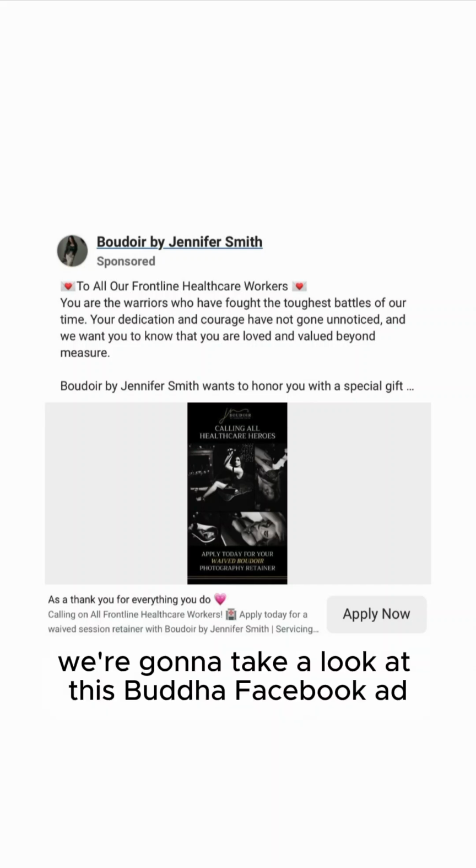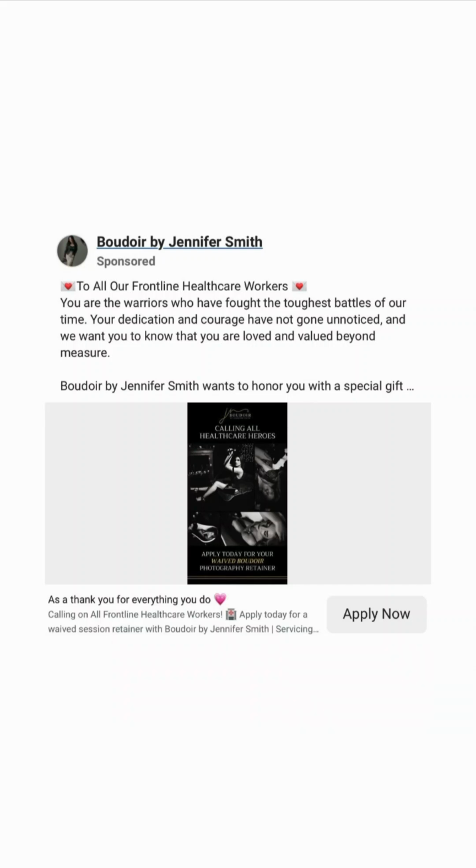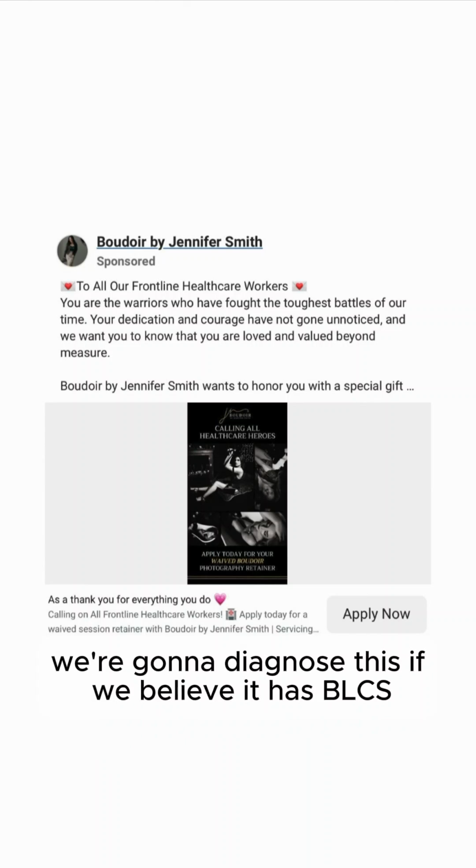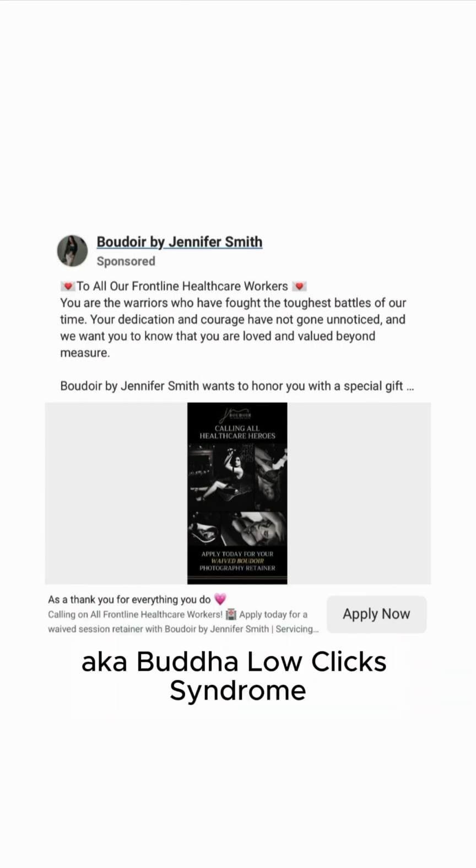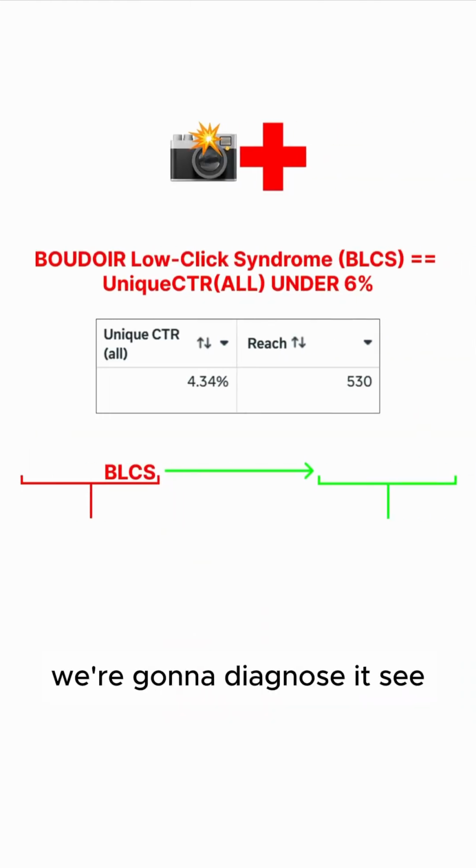All right, y'all, we're going to take a look at this Boudoir Facebook ad. We're going to diagnose it, see if we believe it has BLCS, aka Boudoir low clicks syndrome. We're going to diagnose it, see what our thoughts are.